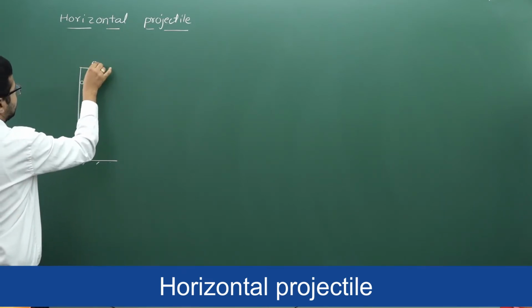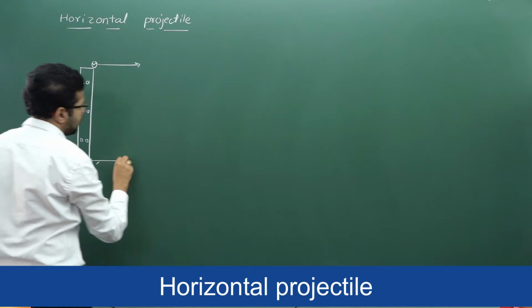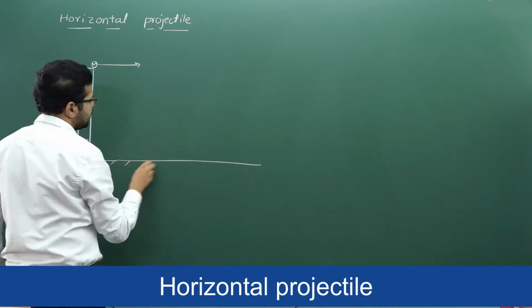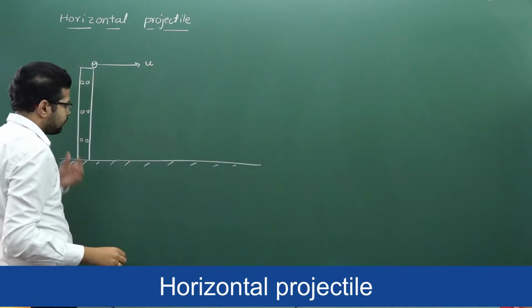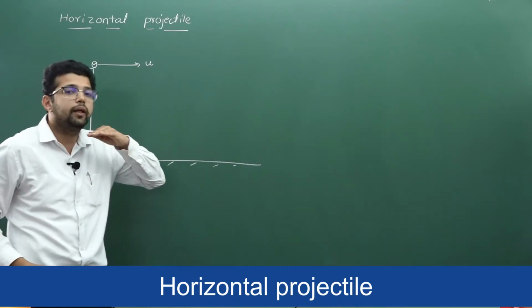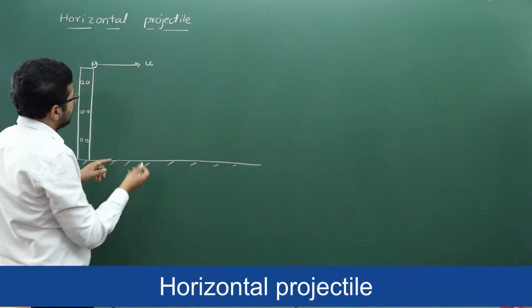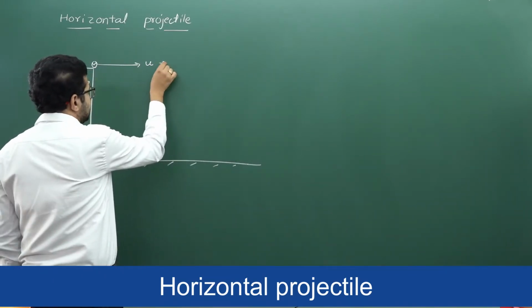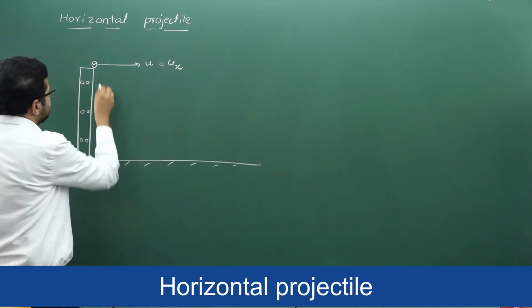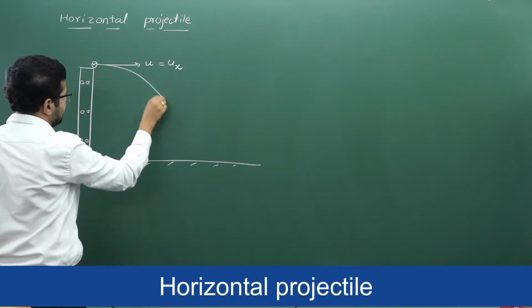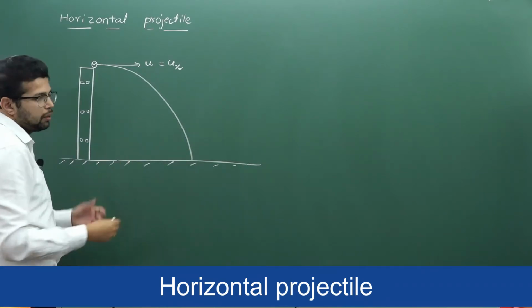say a ball is thrown from the top of the tower and you have given some horizontal velocity u, the initial horizontal velocity is u. Initially velocity is given only along the horizontal, meaning the initial velocity is equal to the horizontal component of velocity. Then this ball will come like this, it is a parabola once again.